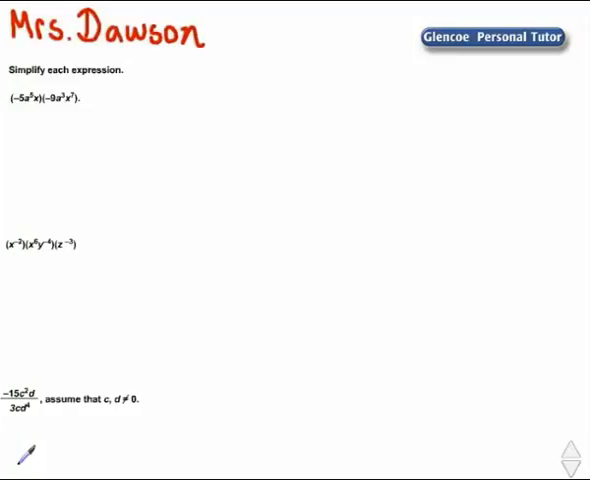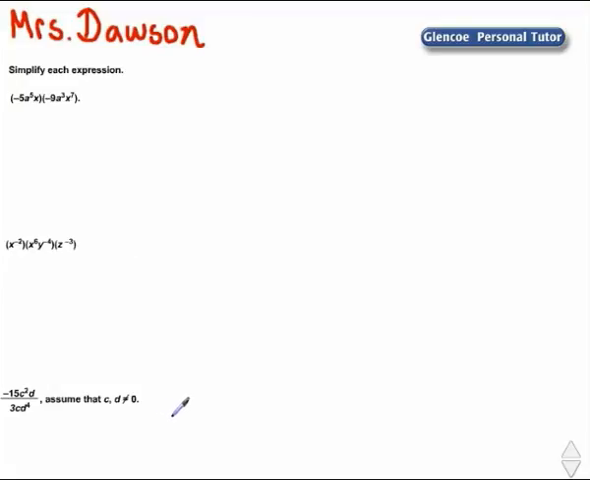This is Mrs. Dawson. Simplify expressions. Simplify each expression. Negative 5 a to the 5th x times negative 9 a to the 3rd x to the 7th. X to the negative 2nd times x to the 6th y to the negative 4th times z to the negative 3rd.